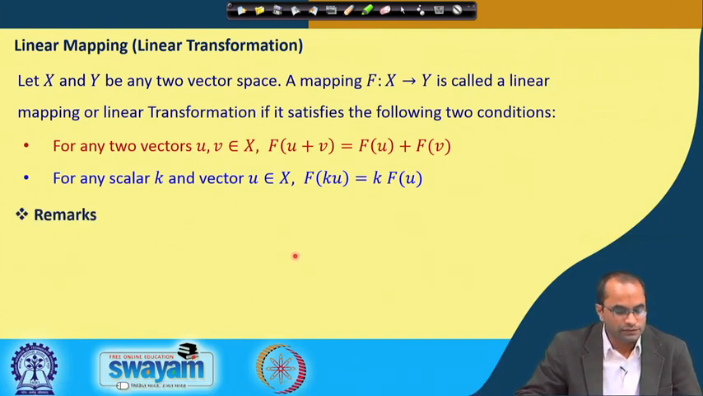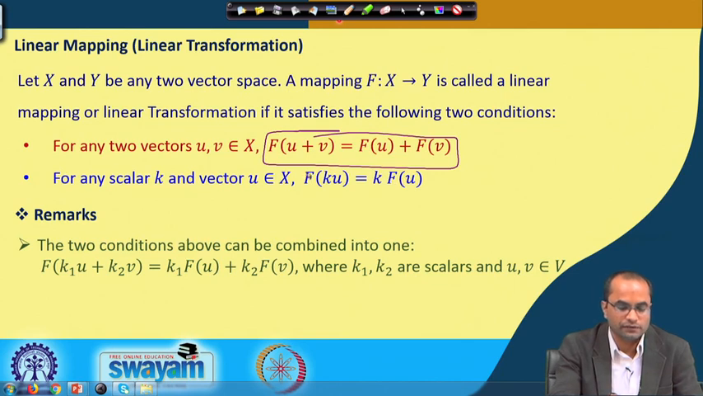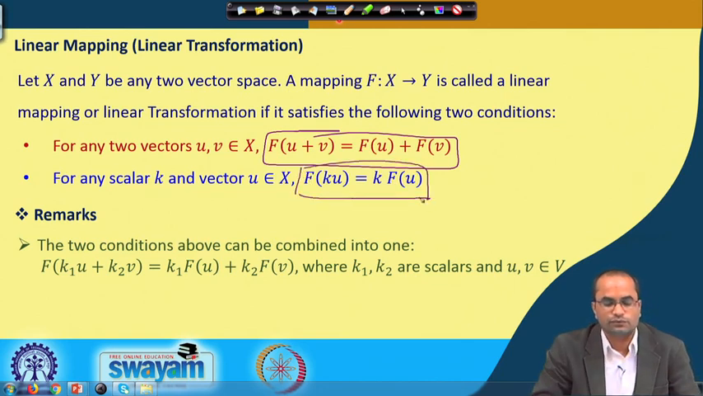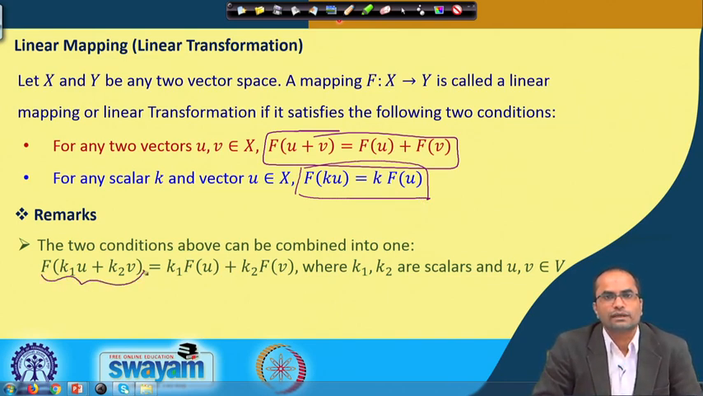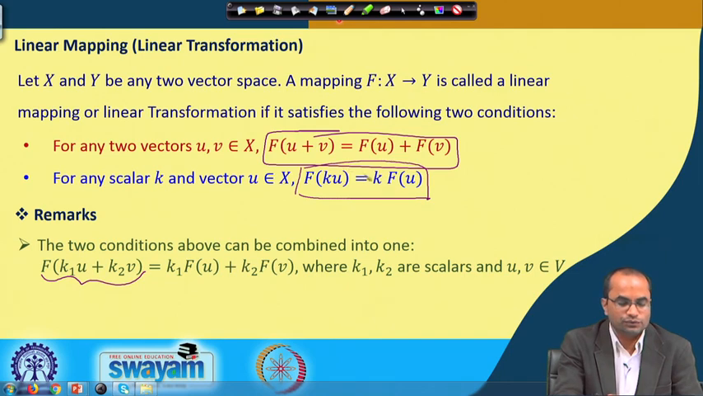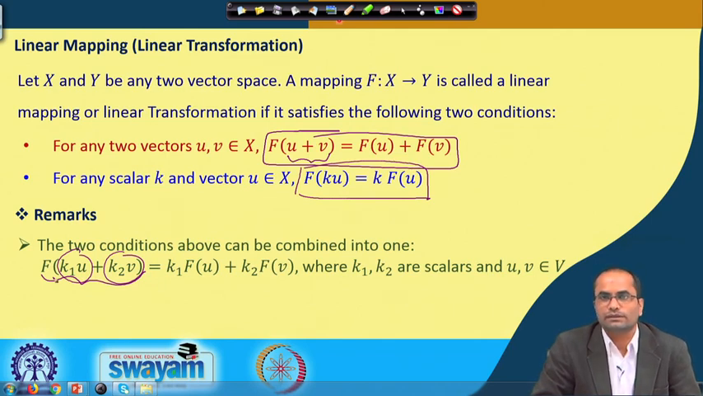So, here two remarks. One, the two conditions given above, f of u plus v is equal to f u plus f v, and f of k u is equal to k times f u, can be combined into one as follows: f of k 1 u plus k 2 v is equal to k 1 f u plus k 2 f v. So, here we are combining basically the two. One was the addition of u plus v, which is already here, that f on k 1 u plus k 2 v must be equal to f of k 1 u plus f of k 2 v.